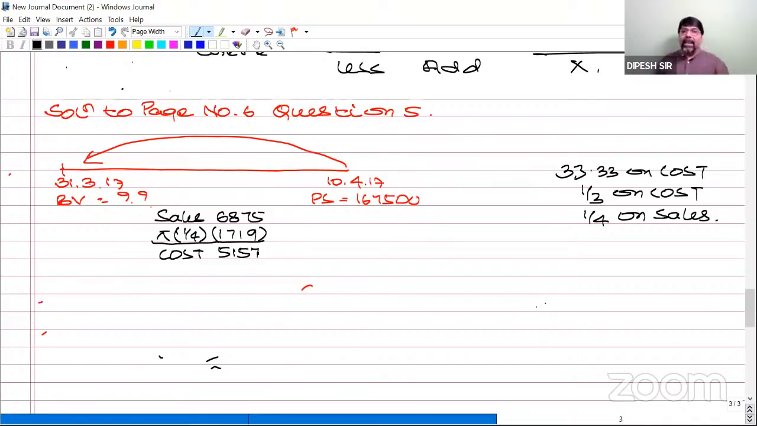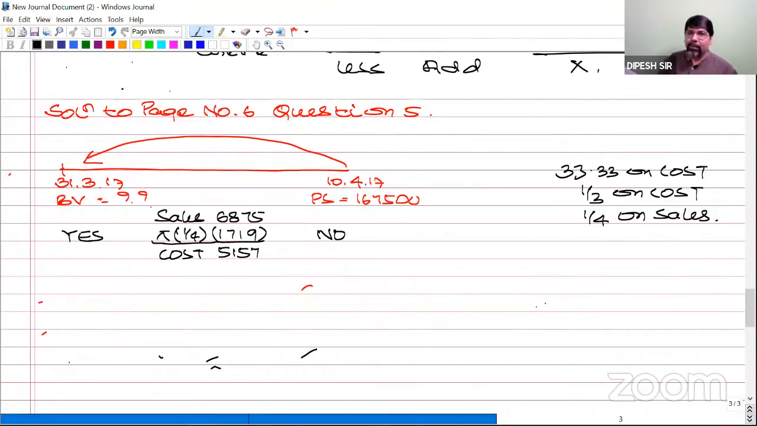Now, if I sold the goods after 31st of March, that means on 31st of March it should be there. Obviously, if it was there on 31st of March, I would have sold it after 31st of March. If I did not have the stock on 31st of March, how can I sell it after 31st of March? So I had something on 31st of March, and after that I sold it. If I sold it after 31st of March, will those goods be there with me on 10th of April? No.